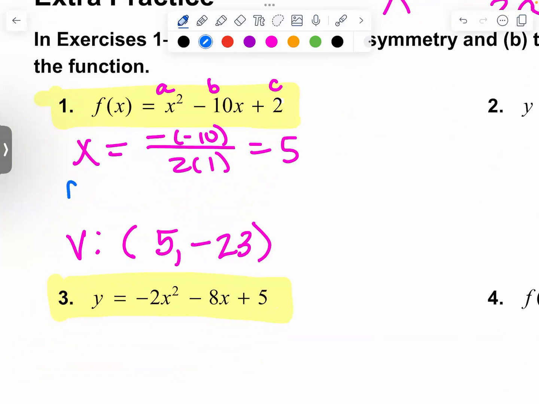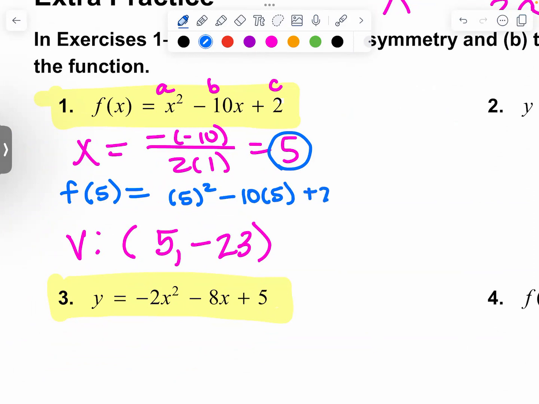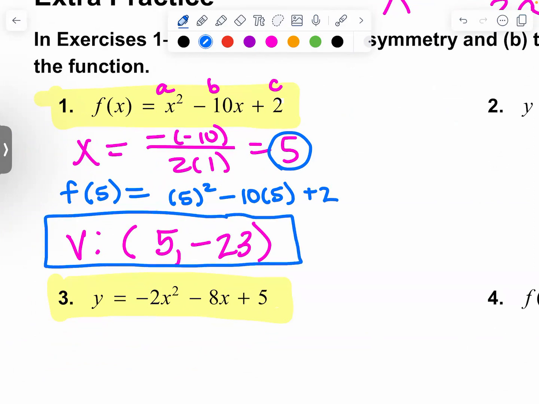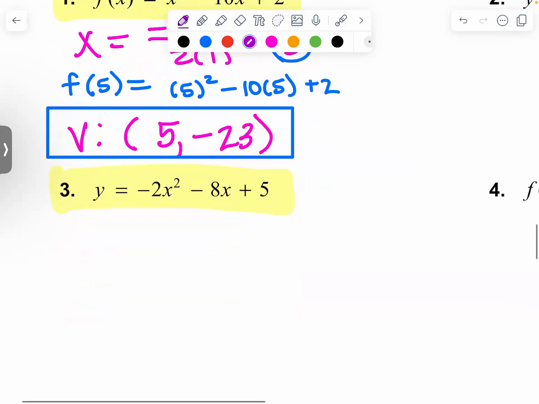In order to get the y value, we take this number and we plug it back in to whatever we have. So in this case, x squared minus 10x plus 2. 25 minus 50 plus 2 is how we got the negative 23. Okay, so now that some light bulbs are going on, let's walk through number 3.